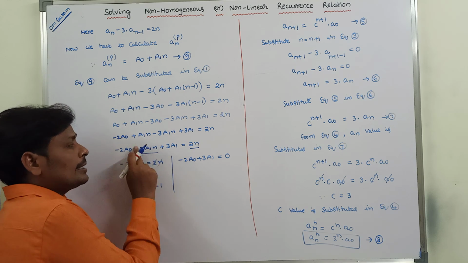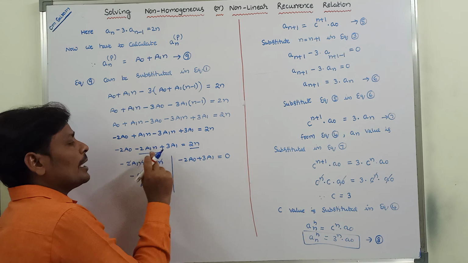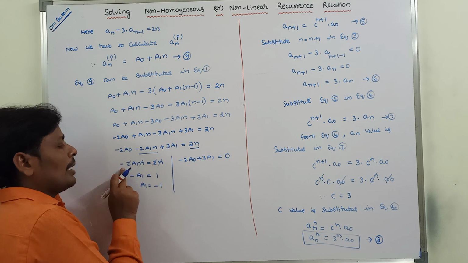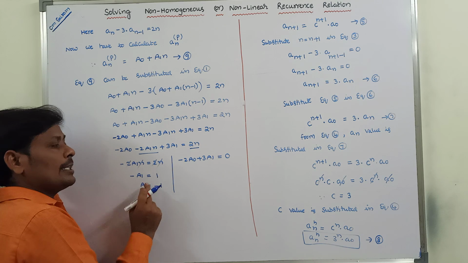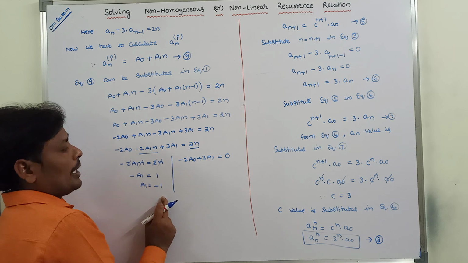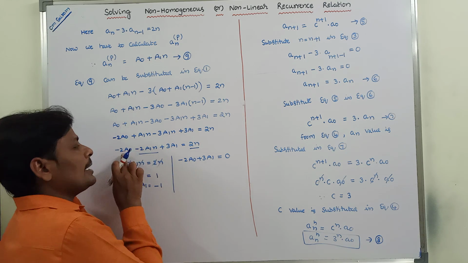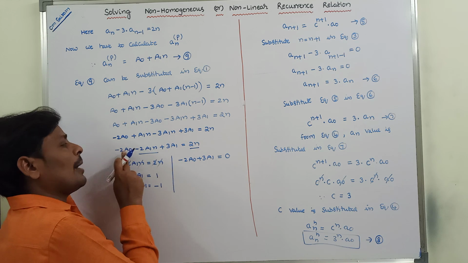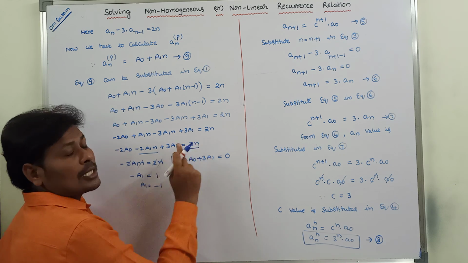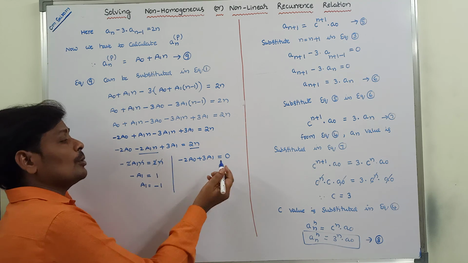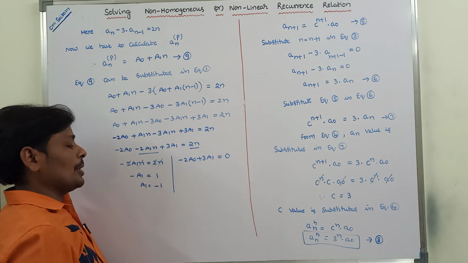But here for the nth term, we have to equate the nth term. Minus 2a1n is equal to 2n. So a1 is equal to minus 1. Now the constant term on the LHS is minus 2a naught plus 3a1 is equal to, there is no constant term on the right hand side. So this value is equal to 0.